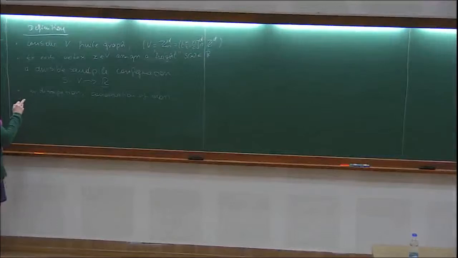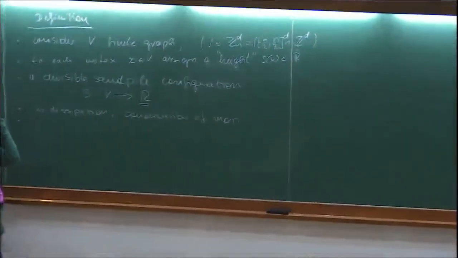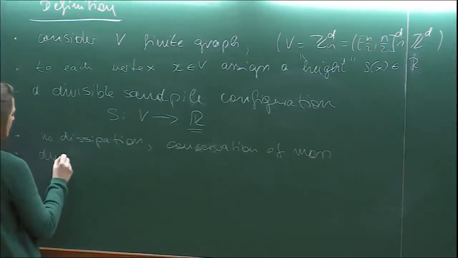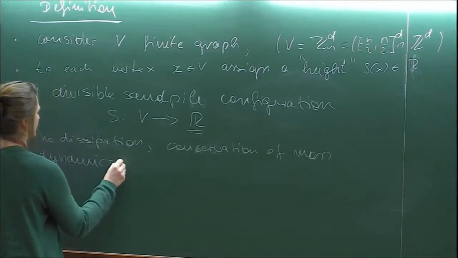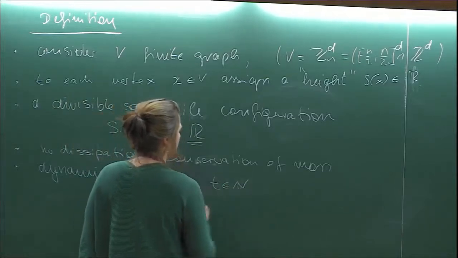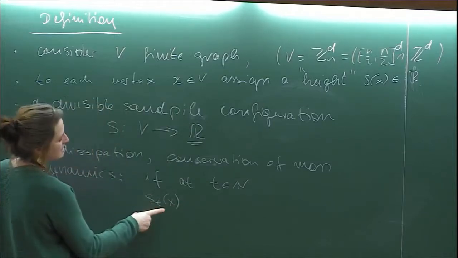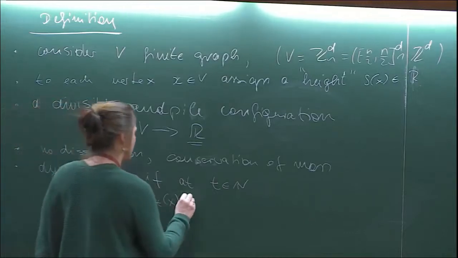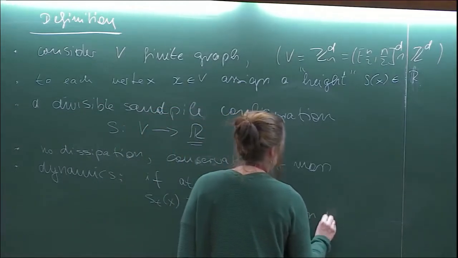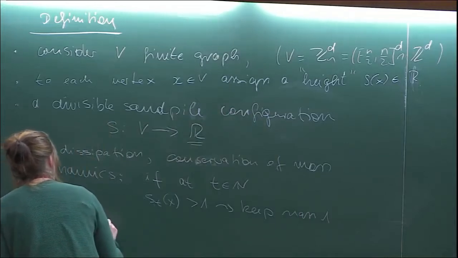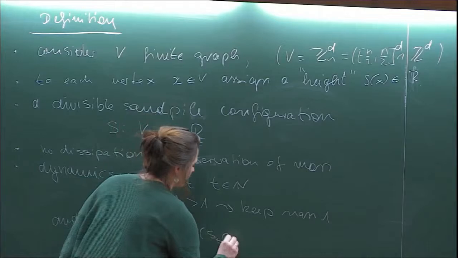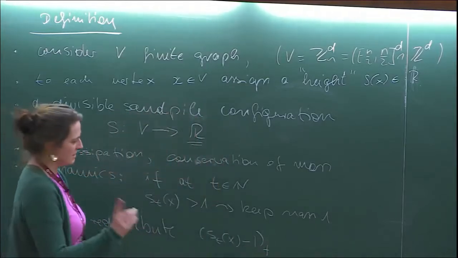Now I want to introduce some dynamics. I'm starting initially with some random configuration at each vertex of my graph. And now I want to do some deterministic dynamics, in the following sense: if at some discrete time t the height at time t, that is s_t at x, in my vertex is larger than 1, then I keep mass 1 and redistribute the excess, s_t minus 1, the positive part.